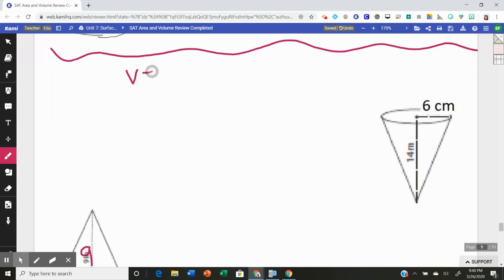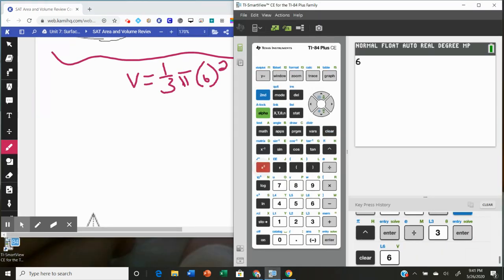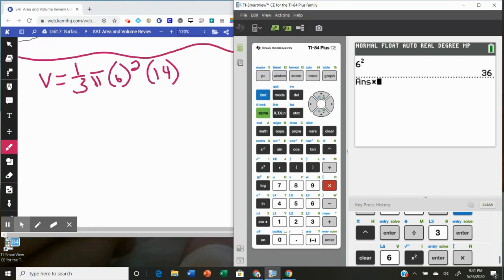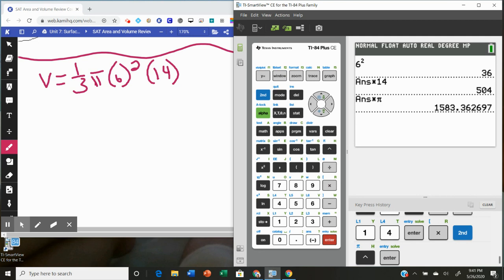Again, I'm going to write out my formula. Volume equals 1/3 pi times our radius. The radius here is 6 squared times our perpendicular height, which is 14. In my calculator, I'm going to do 6 squared first, which is 36. I'm going to multiply that by 14, my perpendicular height, and multiply that by pi. All right, and then last step, I have to divide that answer by 3, so I get 1/3 of it.